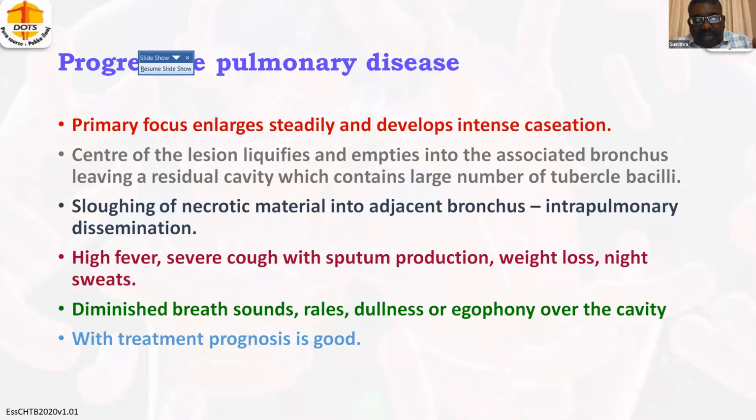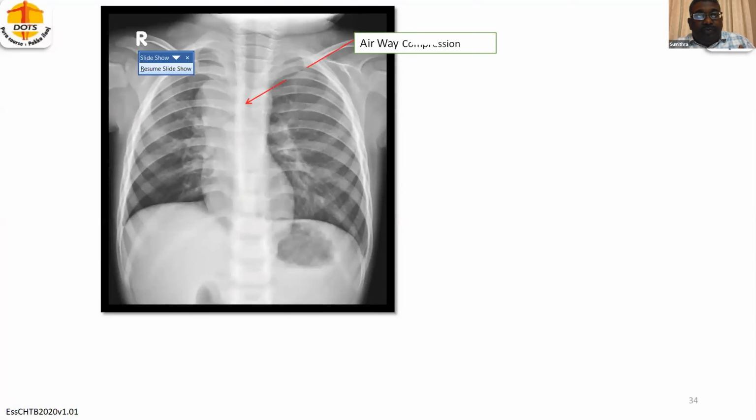The sloughing of the necrotic material into the adjacent bronchus will cause intrapulmonary dissemination. So there is high fever, severe cough with sputum production, weight loss, night sweats. There will be diminished breath sounds, rales, dullness or egophony over the cavity. With treatment, the prognosis is good. Now, this is an interesting X-ray.